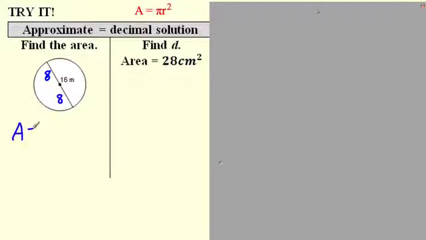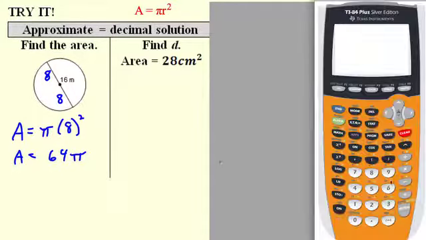So if I'm finding this and I want to find the decimal, I'm going to say it's pi times 8 squared. So to find the area, 8 times 8 is 64. We're saying that's 64 pi. Go over to your calculator, and you can type in 64. You can use the pi button. It's right above the caret here. If you want to use the pi button, that's cool.